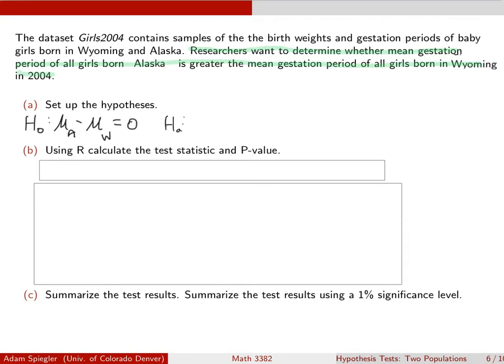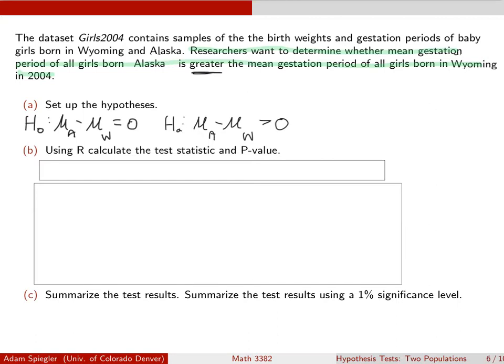The alternative now does have a direction. We're claiming that the gestation period in Alaska is greater than the gestation period in Wyoming. In this case, that would mean that the difference should be positive if the mean gestation period in Alaska is greater than that in Wyoming.